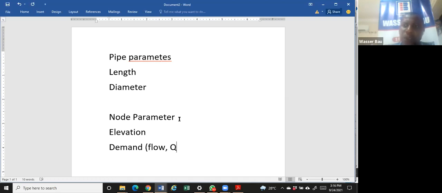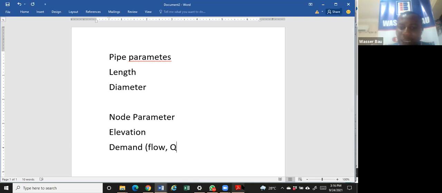So you must know the demand at every node. And at the same time, you are supposed to know the elevation at that node so that you can know the corresponding pressure at that point. Then for the pipes, you need to know the length for you to be able to calculate the frictional losses. And then you need to know the diameter for you to be able to know if the diameter is enough to convey that flow.